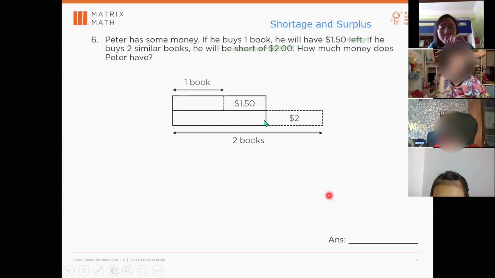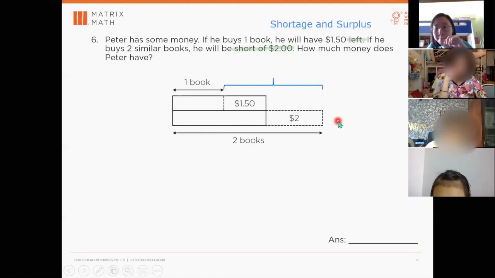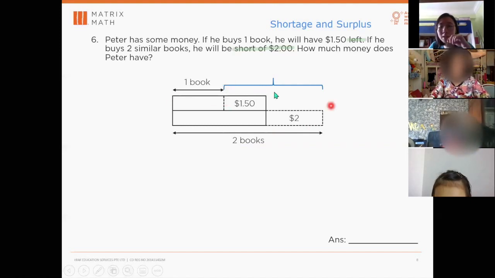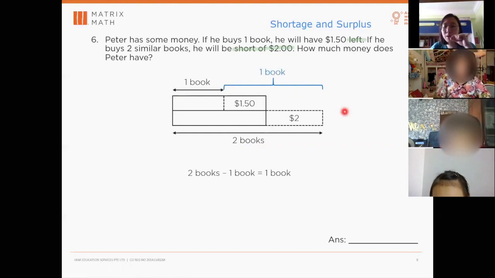Again it's like part and whole. If you notice, two books and one book, can you see what this remaining part here is? $3.50. But how many books is this for? One. How do you get one, Amber? Two books minus one book. Very good. The whole two books minus away the one book, this remaining part stands for the cost of one book. You can go and find the cost of one book from there, then proceed to find out how much Peter has. I'll let you all continue from here.